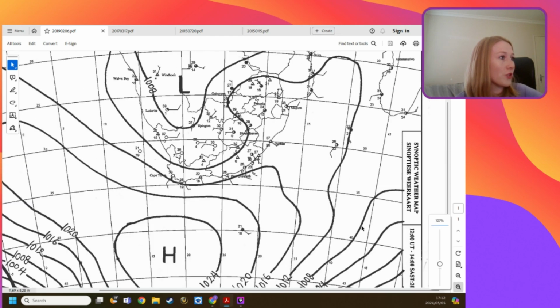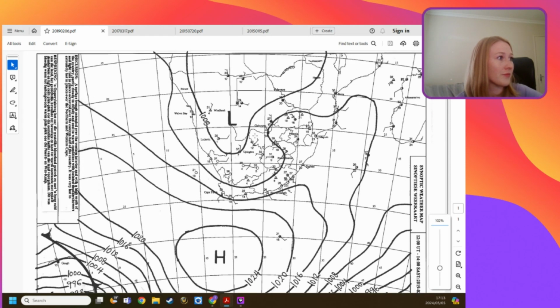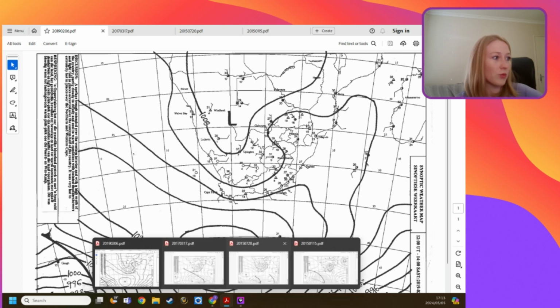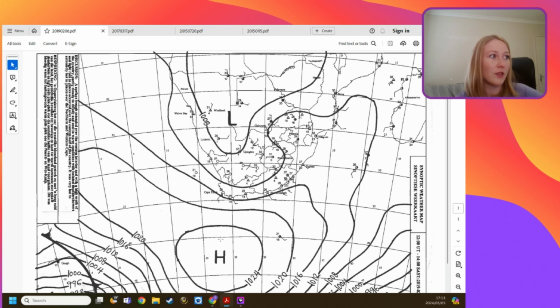So if I show you here, here we have a high pressure, here we have a low. So the wind will blow from the high to the low, just like a ball rolling down a hill. It would roll from the high part of the hill to the low part of the hill. Over here, you can see the lines are quite far apart. So it's not that steep, and the ball will roll slowly.